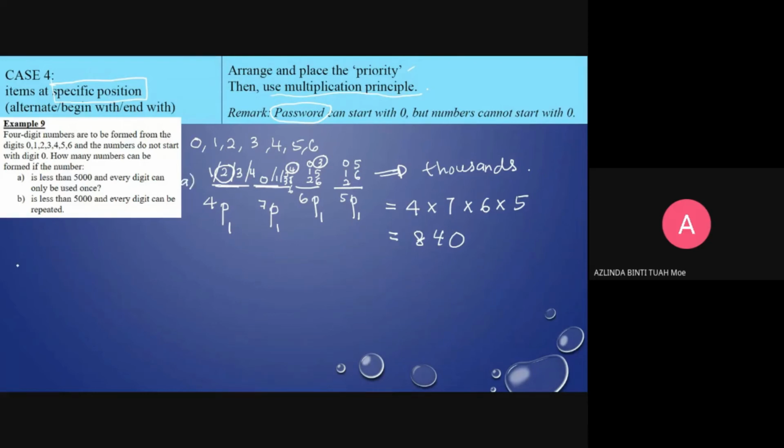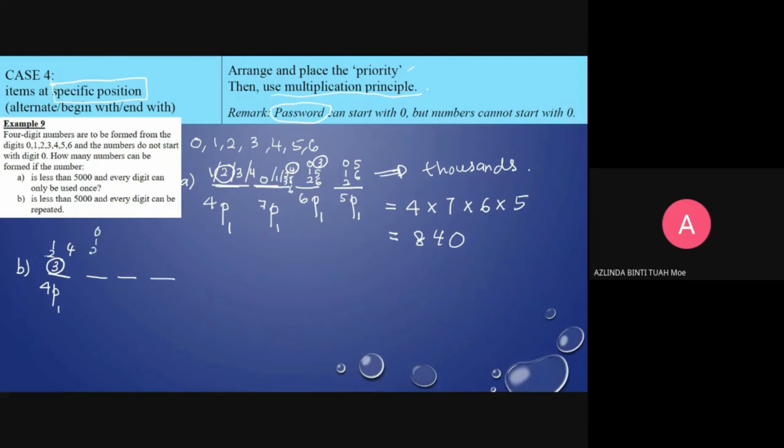We've done part A. Now move on to part B. How many numbers can be formed if the number is less than 5,000? Once again, 4 digit, less than 5,000. So I can put either 1, 2, 3 or 4. So 4 P1, this is the priority pada first place. Dan bagi tahu di sini, every digit can be repeated. Maksudnya kalau saya pilih 3 di first place, I can still use 3 for the next places.